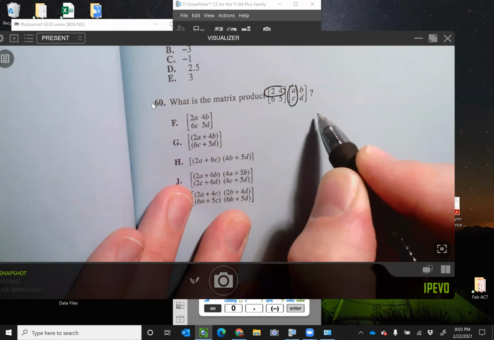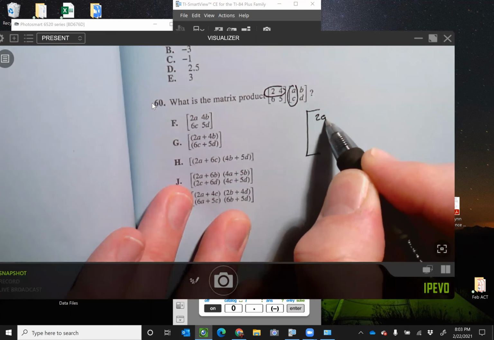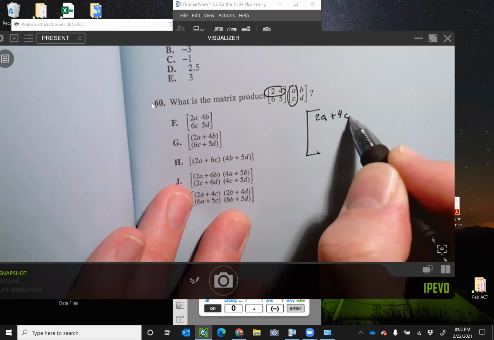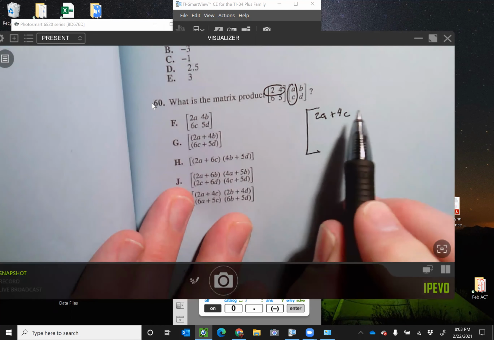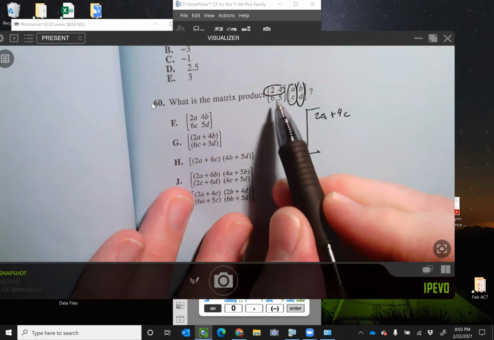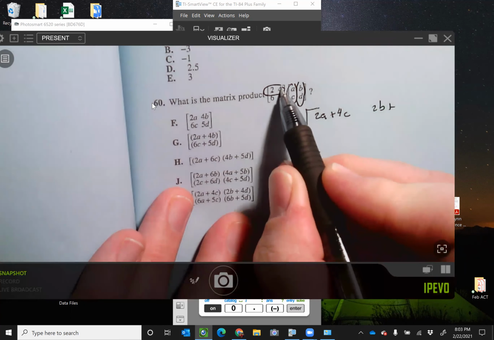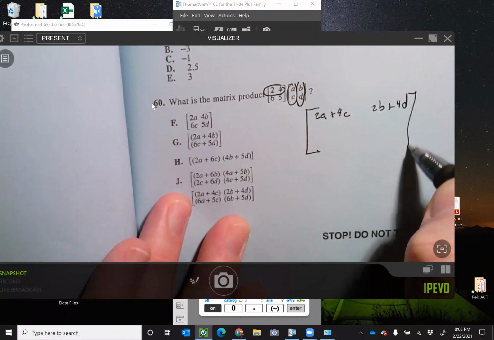So I would say in my new matrix, it'd be 2 times A plus 4 times C. Now it's kind of awful that there's letters here, right? And then when I move over to the next column here, I'm gonna do the same thing. 2 times B plus 4 times D. And we continue with that idea.